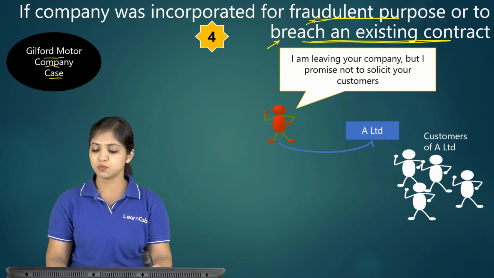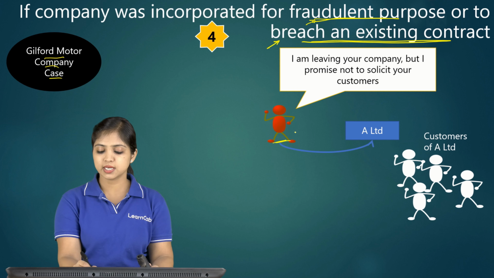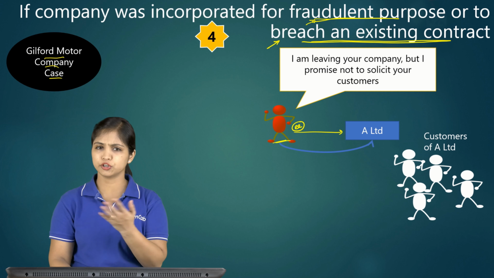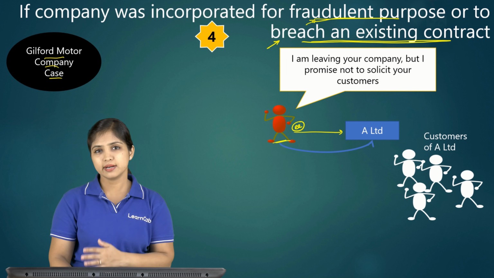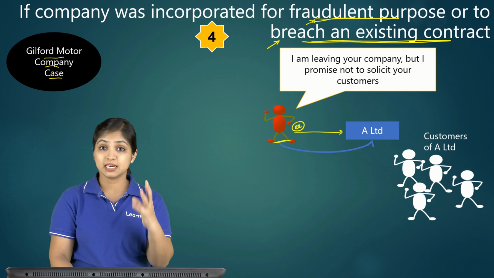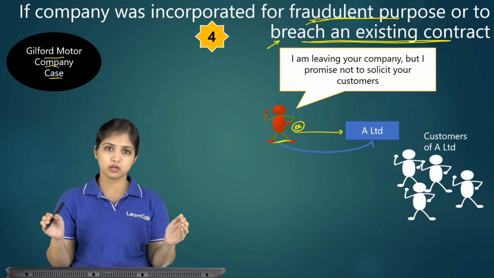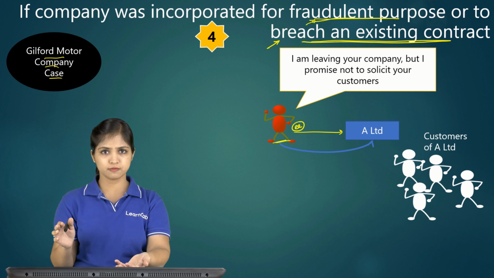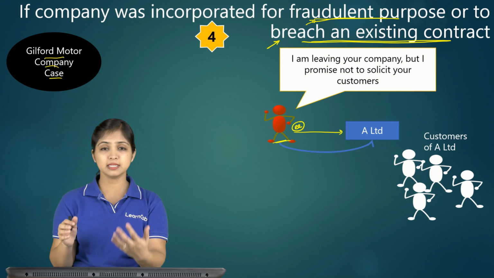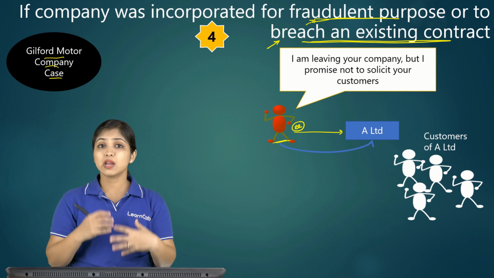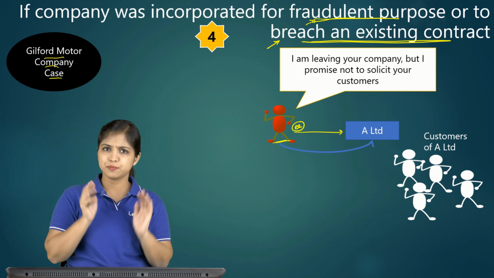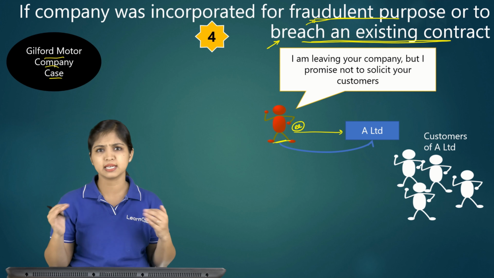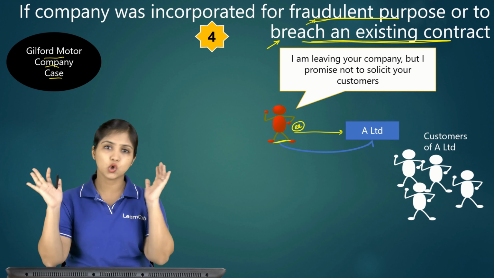What happened over here was, Red was an employee of A Limited, but Red wanted to leave A Limited. When Red left A Limited, at that time, Red and A Limited entered into a contract. Red promised A Limited that after I leave your service, after I leave your workplace, I promise you that I will not take away your clients. Your clients will remain your clients. I will not steal away your clients. I will not do business with your clients.